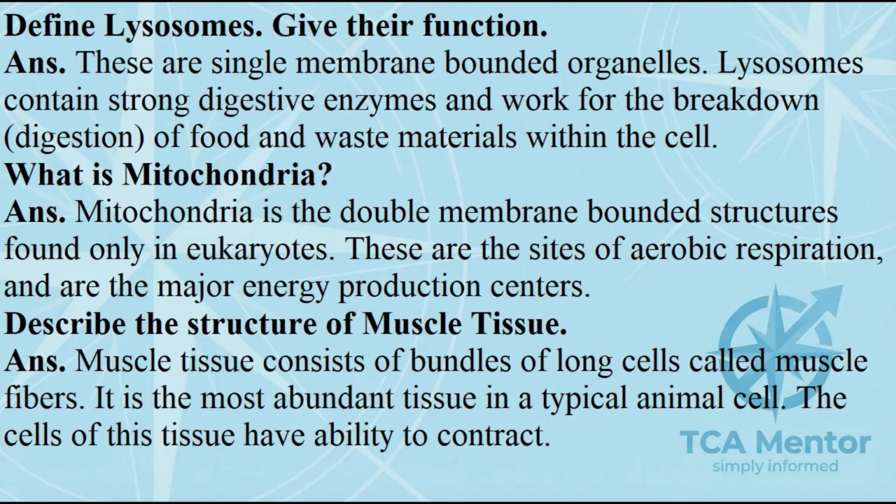Describe the structure of muscle tissue. ANS. Muscle tissue consists of bundles of long cells called muscle fibers. It is the most abundant tissue in a typical animal cell. The cells of this tissue have ability to contract.